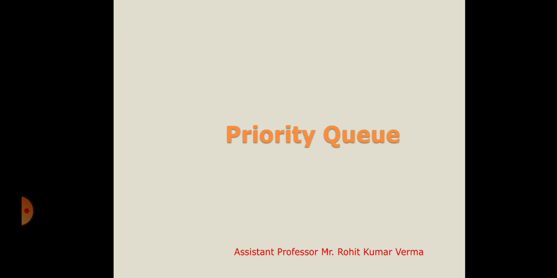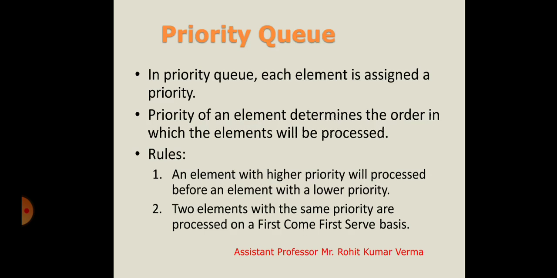Okay, so what happens in a priority queue? Each element has some priority and the elements are processed on the basis of their priority. Each element is assigned a priority, and on the basis of priority the order in which the elements will be processed is decided. According to that priority we can process the elements in the priority queue.